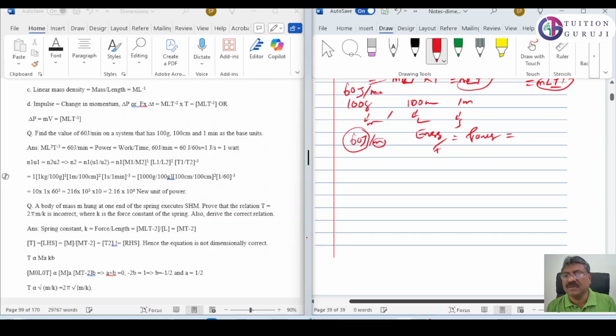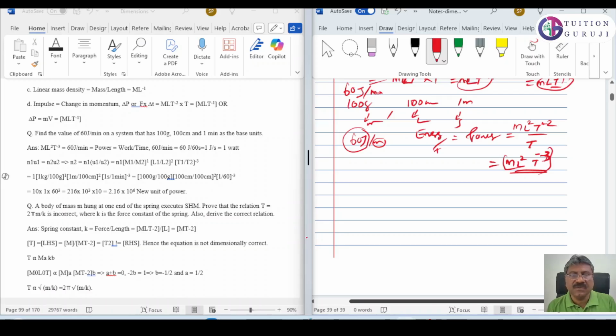What is power? Energy is m L square t raised to minus 2, divided by time is equal to m L square t raised to minus 1. Okay, sorry, there is some mistake. It's not minus 1. This t when it goes up, it is minus 3. So power is actually m L square t raised to minus 3. Okay, sorry for the mistake.